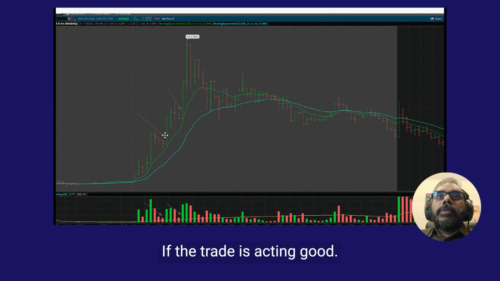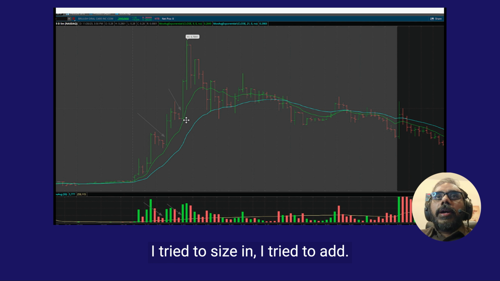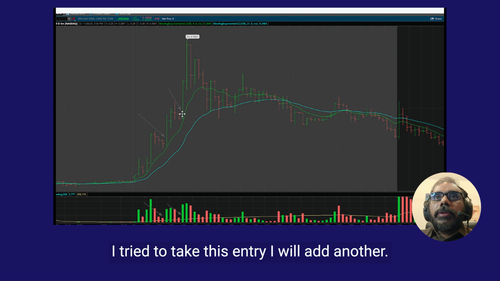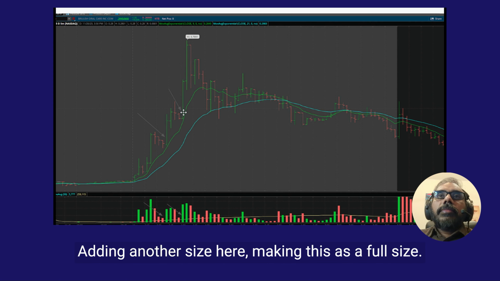if the trade is acting good, it goes in my direction and it provides another entry, I try to size in. I try to add some more size. I try to take this entry. I will add another. I will consider this as another entry point. I add my size here, making this full size.